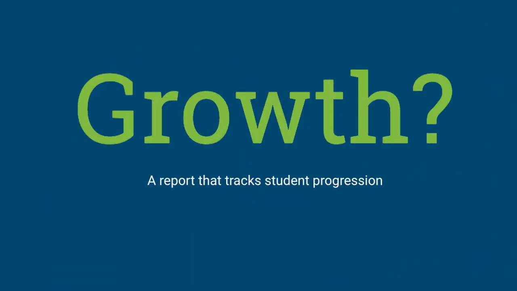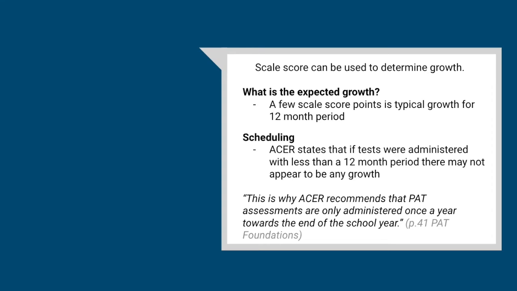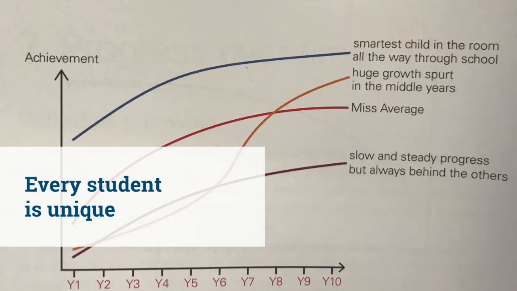How do we track growth within the ASA PAT platform? Now, ASA is very clear on the fact that only a few scale score points is typical growth for a 12-month period. It's not actually defined as a particular number because everyone grows at a different rate. Okay, so everyone's unique in their learning style, and in the younger years there's usually a higher learning curve, but then it might plateau out as they get older. Or you might have someone that goes high, plateaus out, but then spikes again because of various factors.